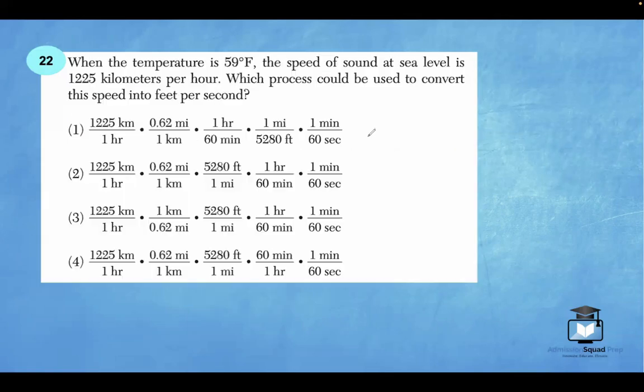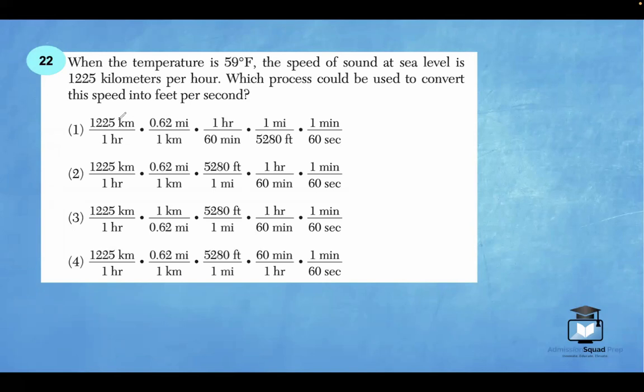Let's continue. Now, I love these kinds of problems. I didn't learn it until I was in high school at Bronx Science, learning my physics and my chemistry. That's when my teachers actually showed me how to work through these types of problems. I'm going to show you a really easy way to think about it. When the temperature is 59 degrees Fahrenheit, the speed of sound at sea level is 1,225 kilometers per hour. Which process could be used to convert this speed into feet per second?